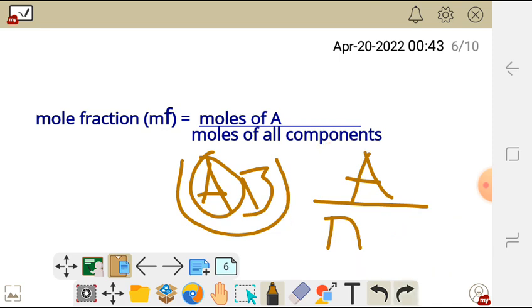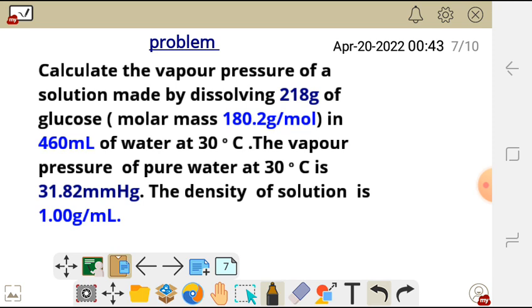So let's have a problem. We'll see how we can use these formulas and how we can calculate the vapor pressure. The problem says: calculate the vapor pressure of a solution made by dissolving 218 grams of glucose, which has a molar mass of 180.2 grams per mole, in 400 ml of water at 30 degrees. We have been given that the vapor pressure of water at this temperature is 31.82 millimeters of mercury. The density of the solution is also given as 1.0 grams per ml.